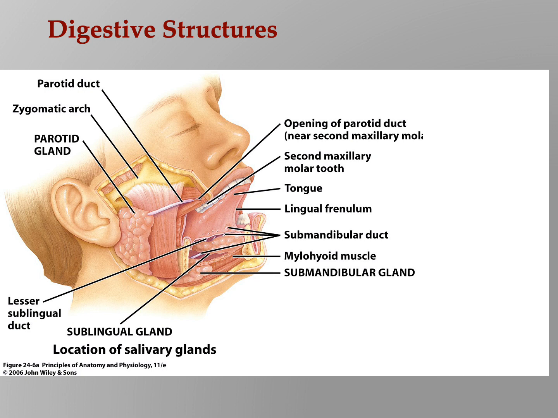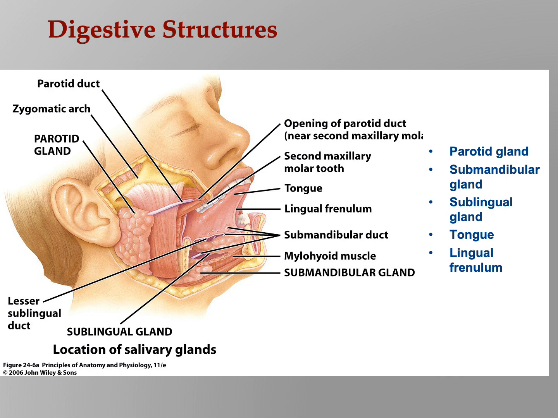So salivary glands, there are 3 of them. The one in front of your ear, anterior to the ear, is the parotid gland. Then underneath the mandible is submandibular, underneath the tongue is sublingual. How easy can that be? Okay. Then the tongue, lingual frenulum again, you can see.